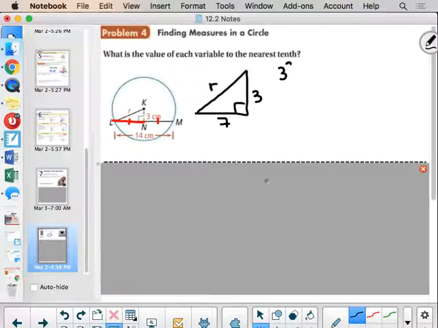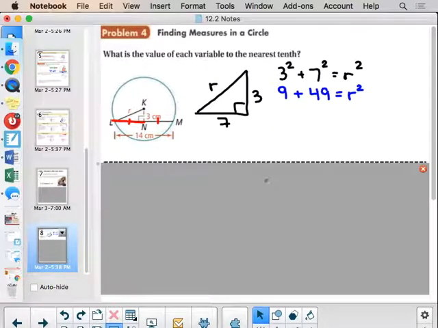Very good. So we have 3 squared plus 7 squared is equal to r squared. I do not believe this is a Pythagorean triple, but let's see here. 3 squared is 9. 7 squared is 49. Still equal to r squared. What's 9 plus 49? 58. So we got 58 is equal to r squared.